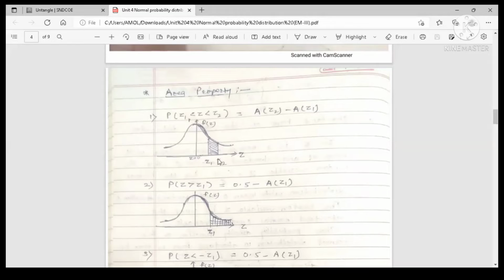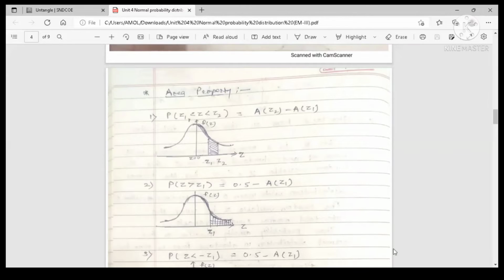Now this complete area is of Z2 and this area is of Z1. So if we subtract the area of Z1 from the area of Z2, then we have the probability between Z1 and Z2, because area is connected to probability. So the formula to calculate the probability between Z1 and Z2 is equal to area of Z2 minus area of Z1. This is only when Z1 and Z2 both are positive.